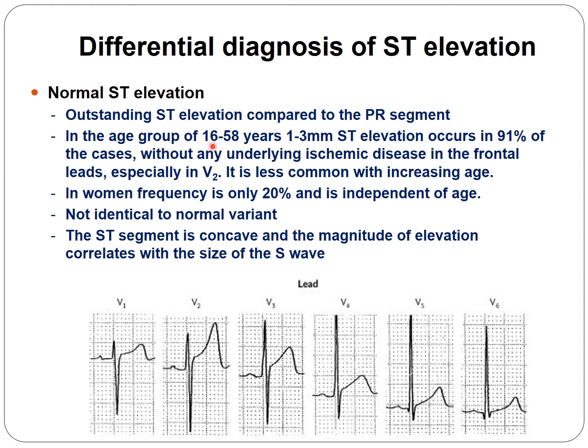In the age group of 16 to 58, there is 1 to 3 millimeters ST elevation occurring in about 91% of the cases, without any underlying ischemic disease. In the frontal leads, especially in the precordial V2. It is less common with increasing age. However, in women, the frequency is less, but it's independent from the age.